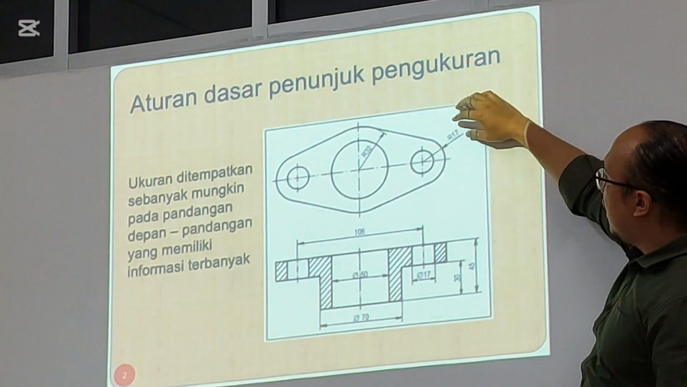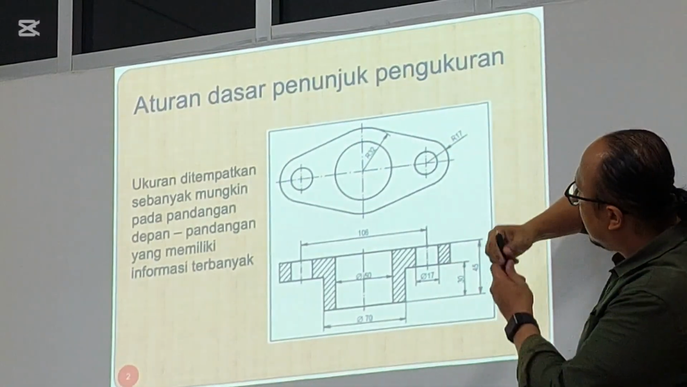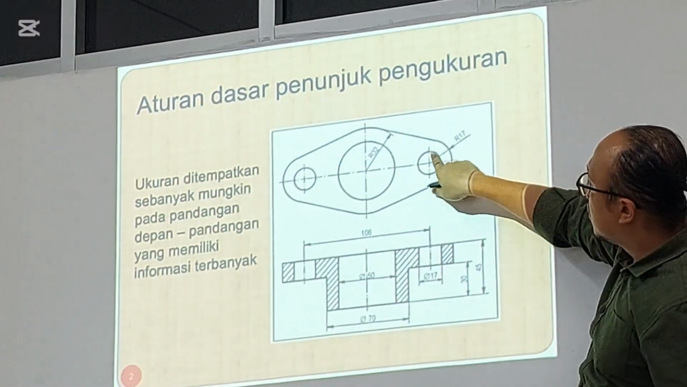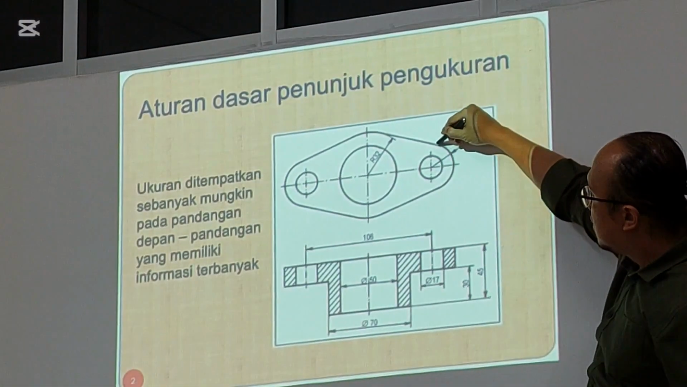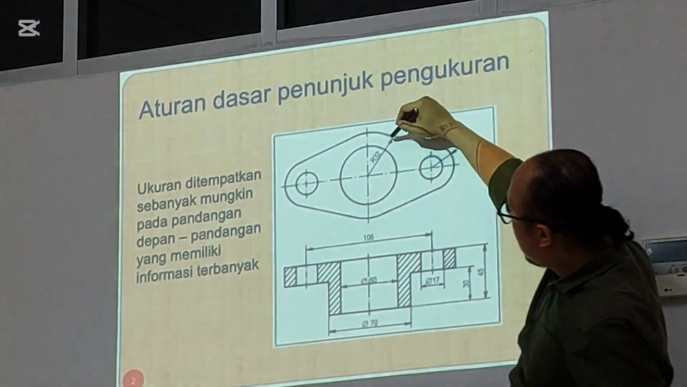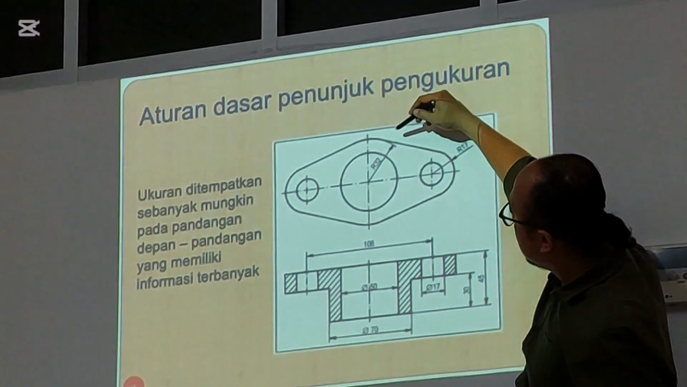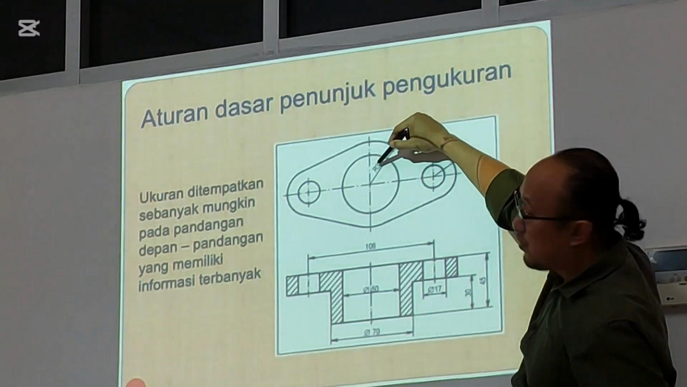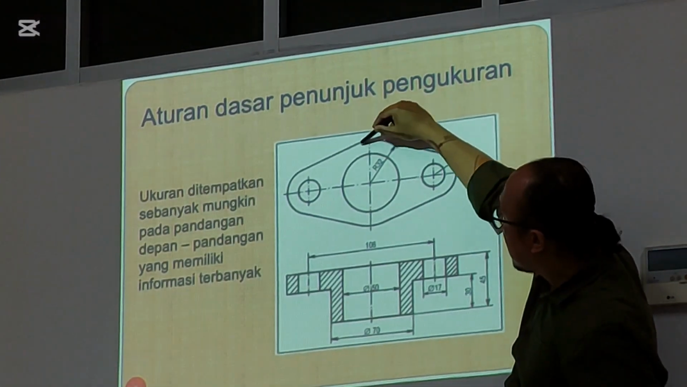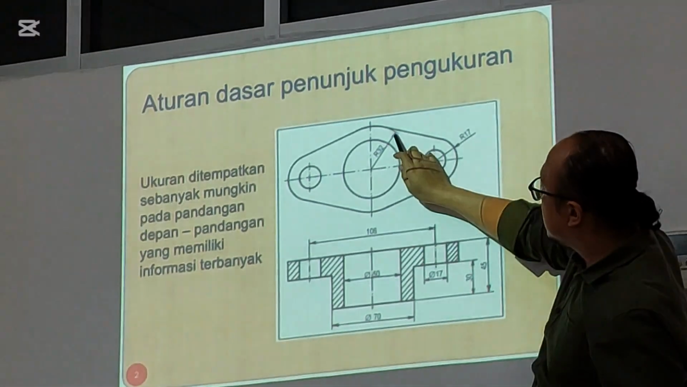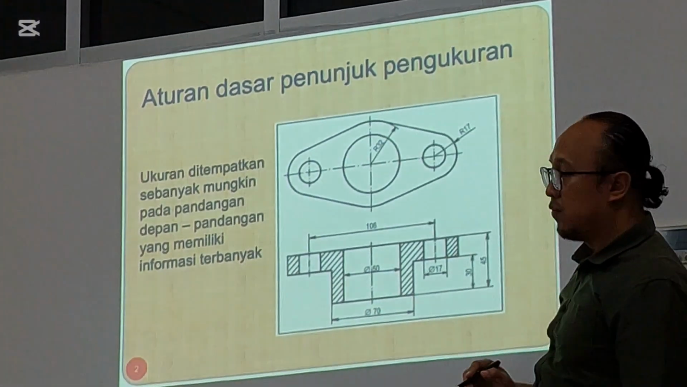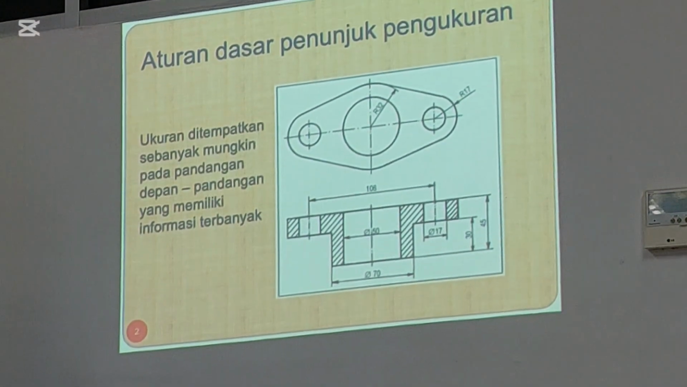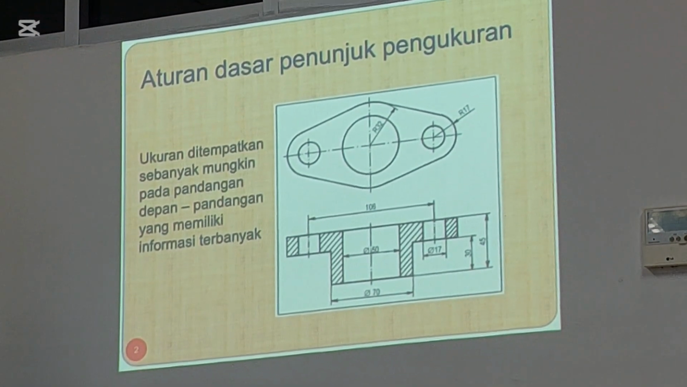But for this case, this arrow is pointing to this line. It means that radius 17 is not this one, but for this circle. For this one, radius 32, you can see the arrow is pointed in this area. It means that radius 32 is not this, but this one. You must see the end of the arrow. So for the item on the top, can we put a dimension outside the shape? Yes, also.